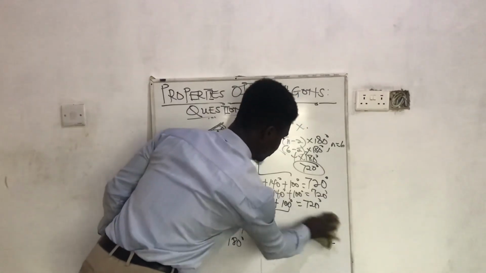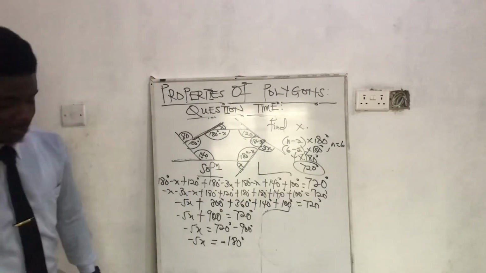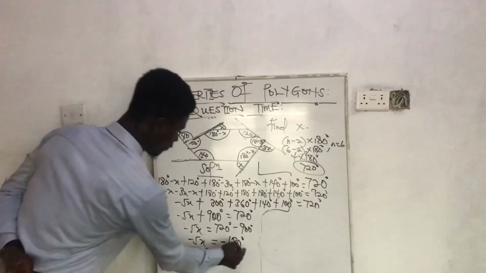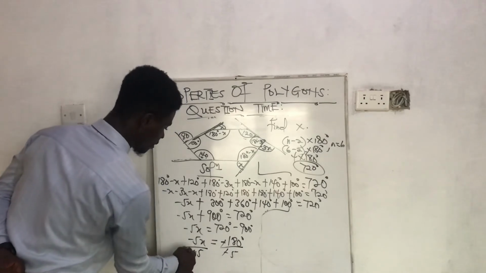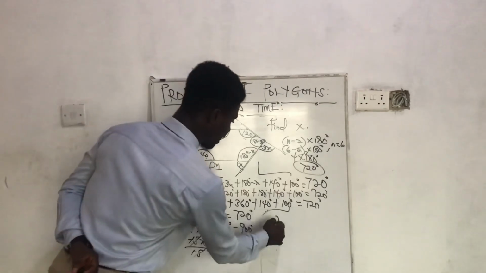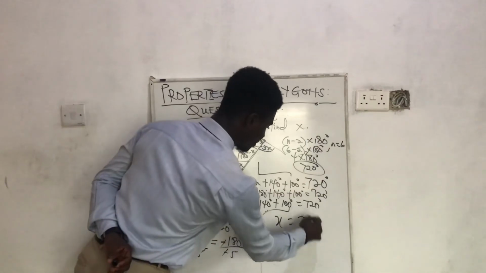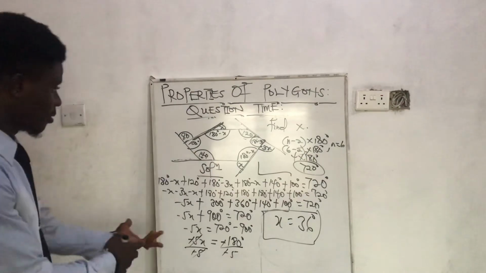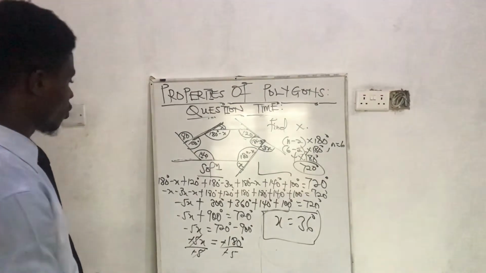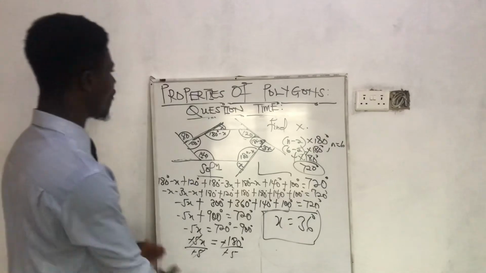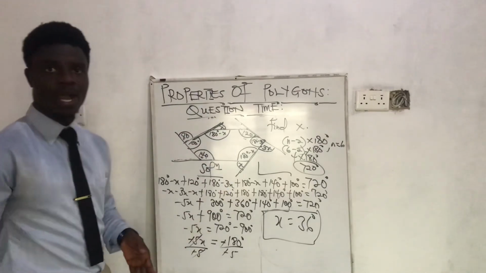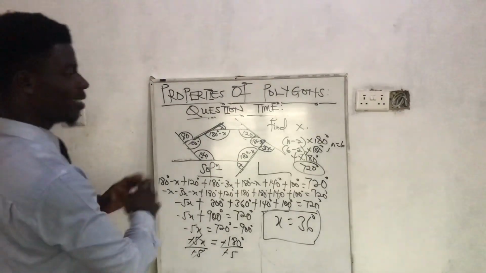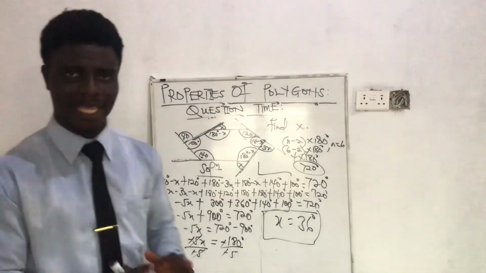Negative 5x. So now what should I do here? So now I can say that I'll divide here by what? The coefficient of x, which is what? Negative 5. Here also by negative 5. This one cancels, this one cancels, this one cancels. So I get x to be what? 36 degrees. So it means that it tallied what we did. So that's the value of x. So you can focus inside the interior angles, or you can focus outside the exterior angles. You get the same answer so far as we are working properly.